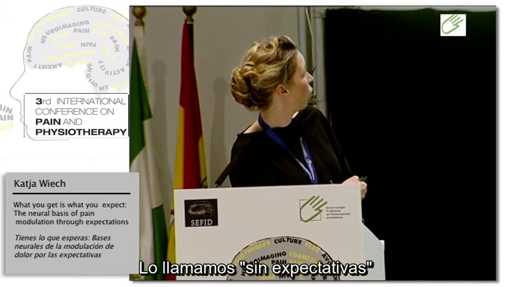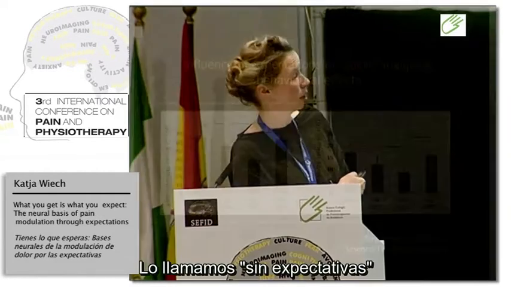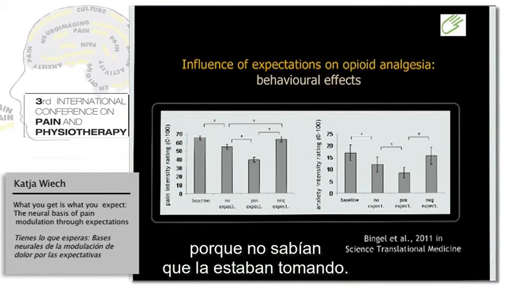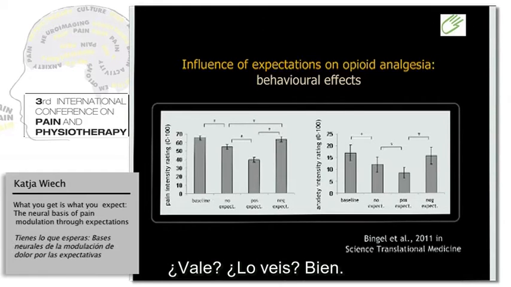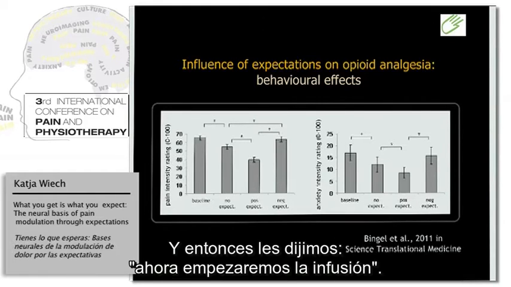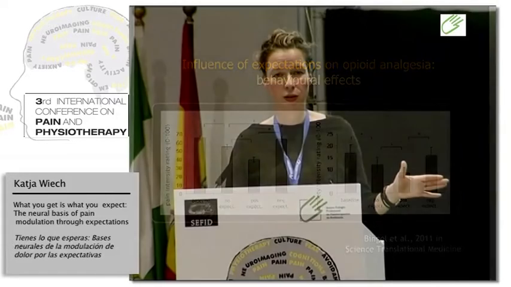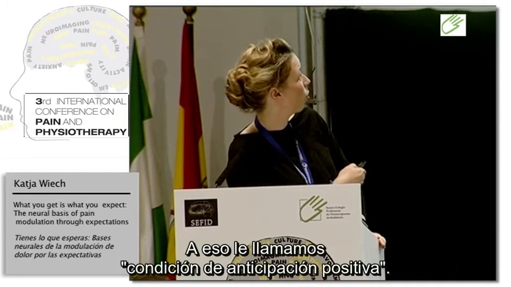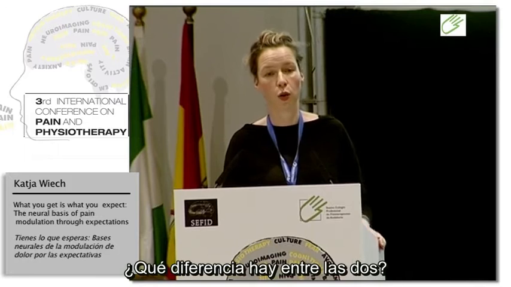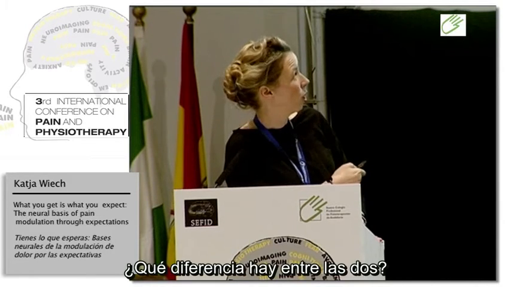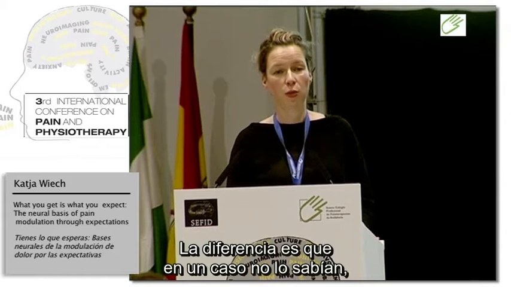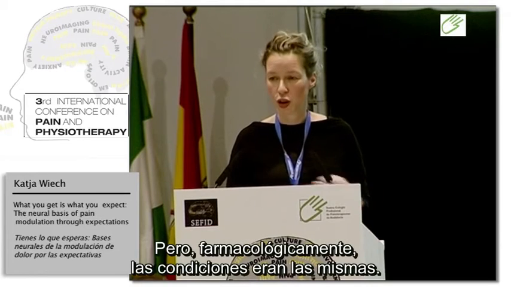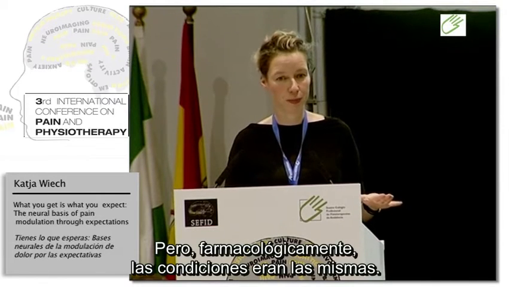So what is called no expectancy means they went on the drug, but they didn't have any expectation because they didn't know they were on the drug. Okay? Makes sense? Okay. And then we told them, now we're going to start the infusion. Although the infusion had started already, they were already on the drug. And that is what is called the positive expectancy condition. So, what is the difference between these two? The difference is that in one case they didn't know about it, and in this case they did. But pharmacologically, these conditions were exactly the same. Okay?